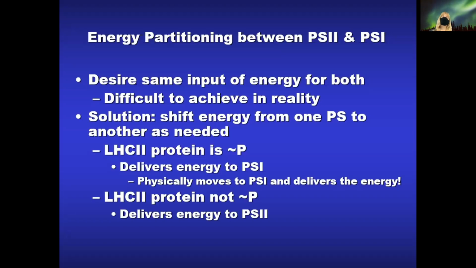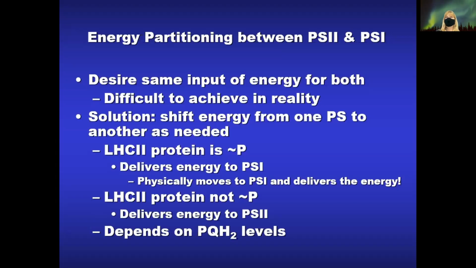Now, there has to be a way for the plant to say, it seems like photosystem 1 isn't getting enough light. There has to be some process in place, and they're still working this out. But one thing they have discovered is that it does partly depend on the amount of plastohydroquinone, and the concentration of that. Where LHC2 will deliver energy is dependent on PQH2 levels.